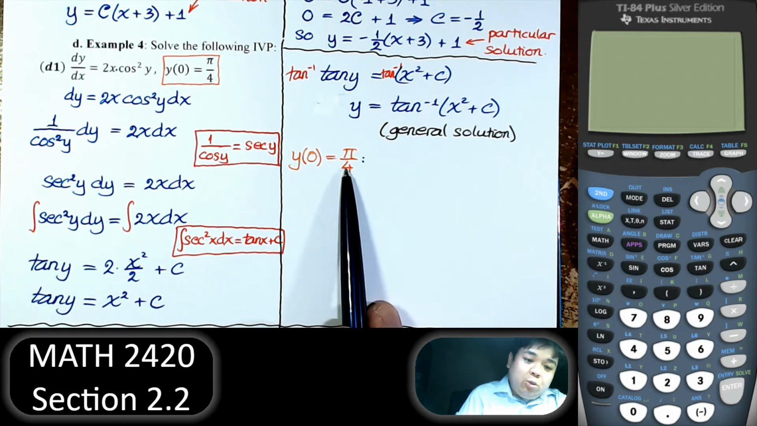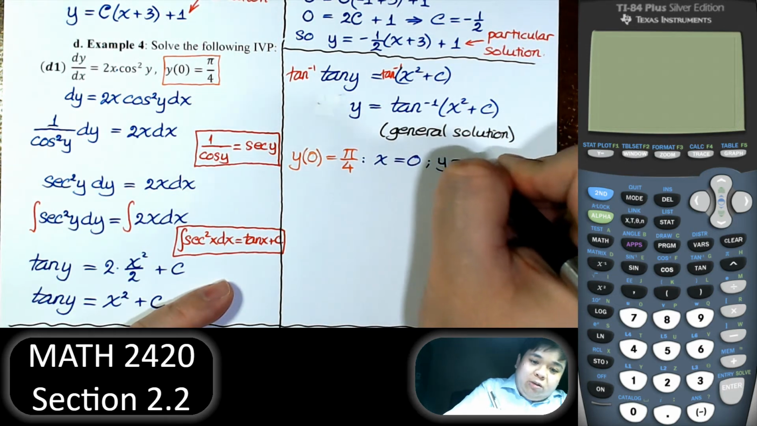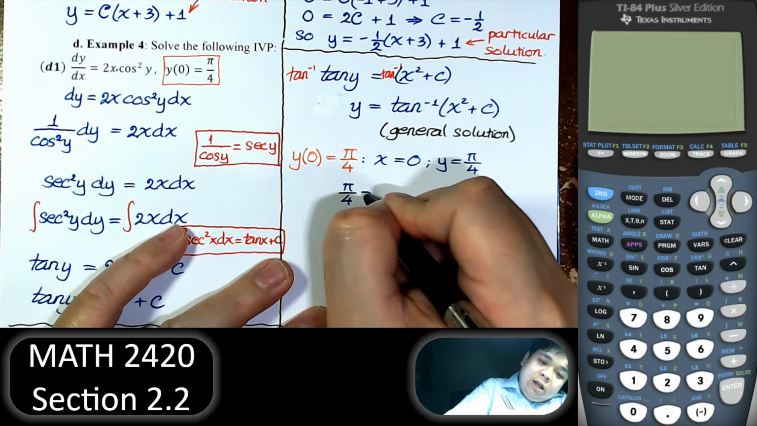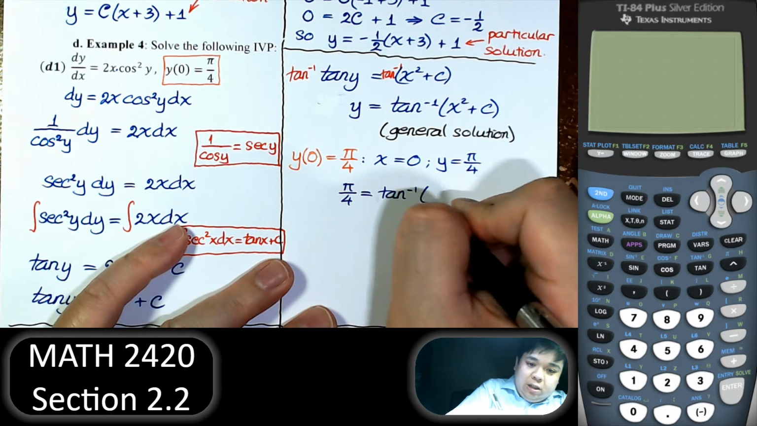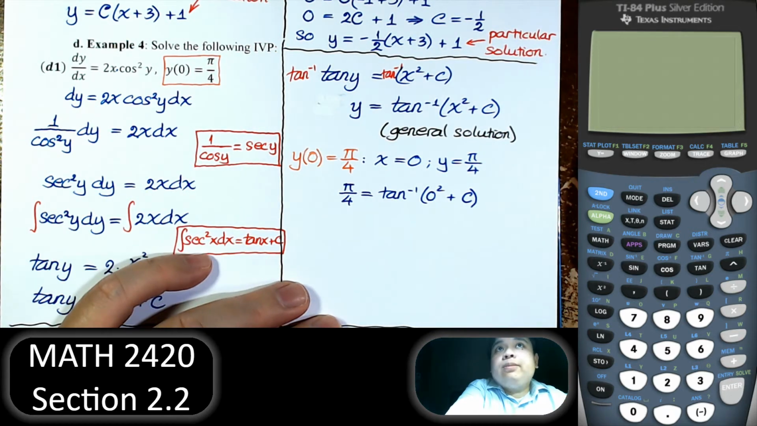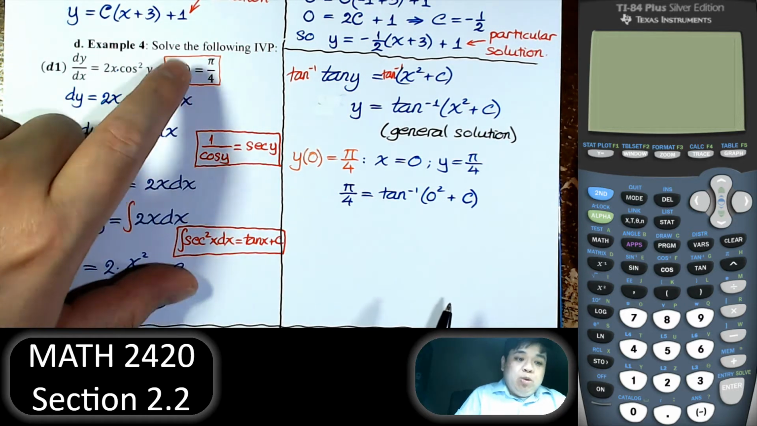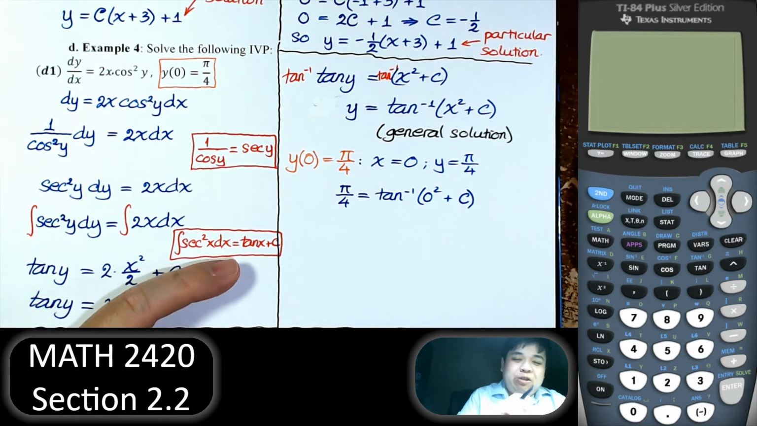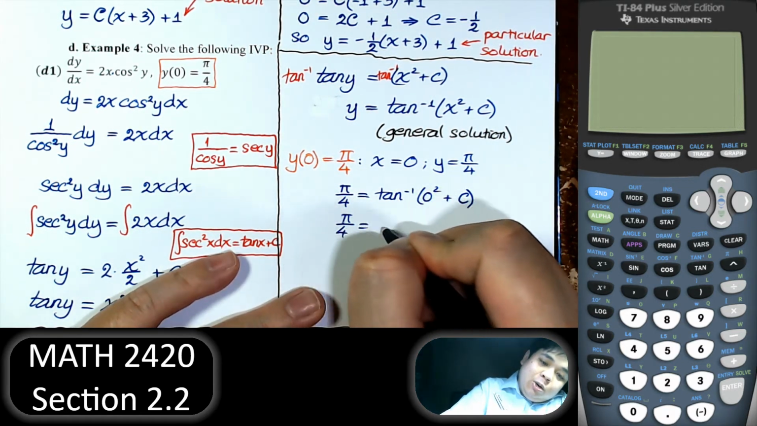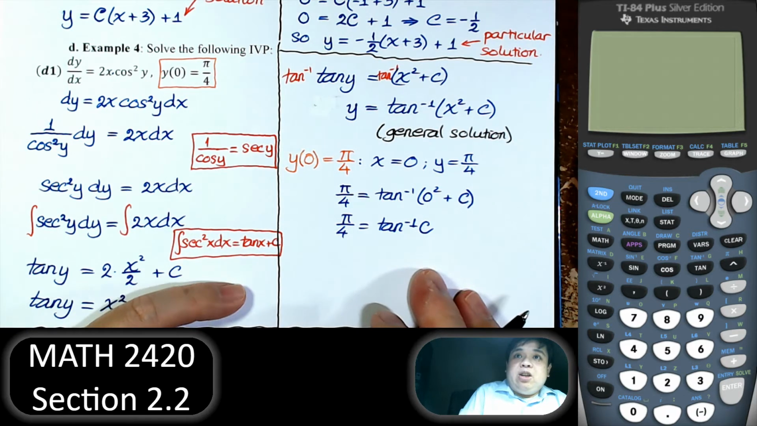Right, y of 0 is equal to pi over 4, so I'm going to put x equal to 0, then y will be equal to pi over 4. So I have pi over 4 for y equal to tangent inverse of 0 squared plus c. Actually, it would be much better if we substitute in there, but I will get back to that and do it differently. Don't worry. We're still good though. So pi over 4 is equal to tangent inverse of 0 squared plus c. To get rid of tangent inverse, we can take the tangent.